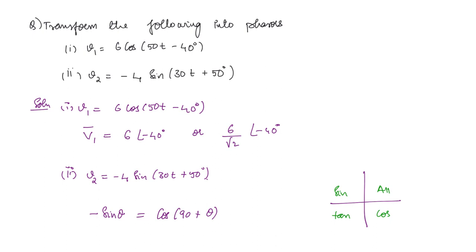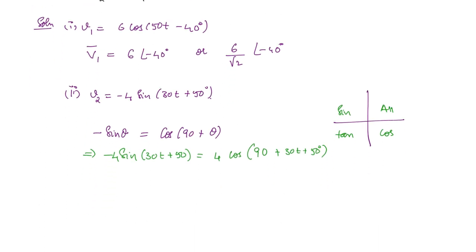So now −4 sin(30t + 50) you can write as 4 cos(90 + theta), where theta is 30t + 50. So what are you going to get here? 4 cos(30t + 140 degrees). Now you can represent it in terms of the phasor. V2 bar, capital V2 bar, is equal to 4 angle 140 degrees, or 4 by root 2 angle 140 degrees.